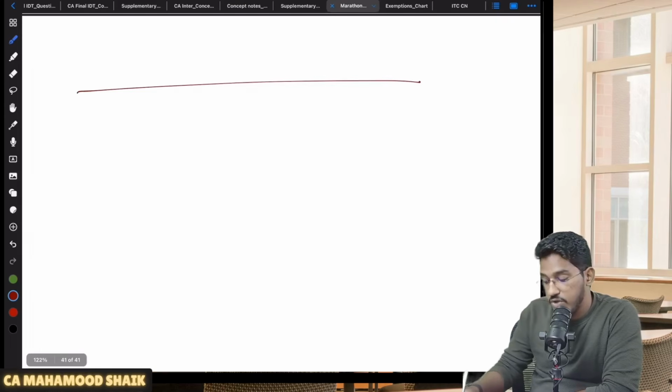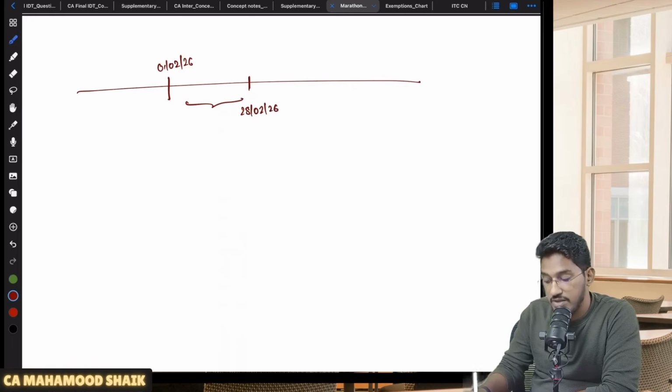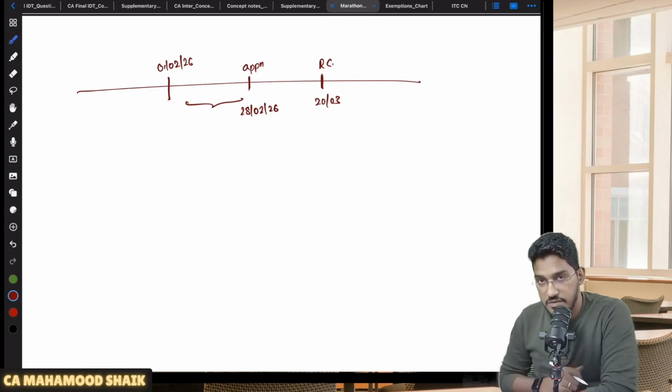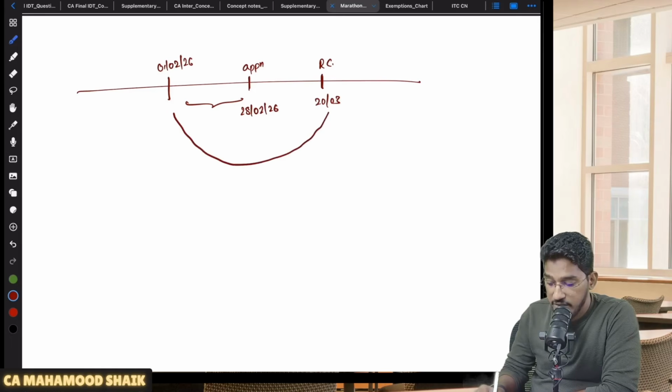Let us say you become liable for registration on 1st of February 2026. Within 30 days, you submit the application. On 28th of February 2026, you submit an application for registration. Thereafter, you got your registration certificate on 20th of March. But even though you got the registration certificate on 20th of March, in this case, it will be effective retrospectively.